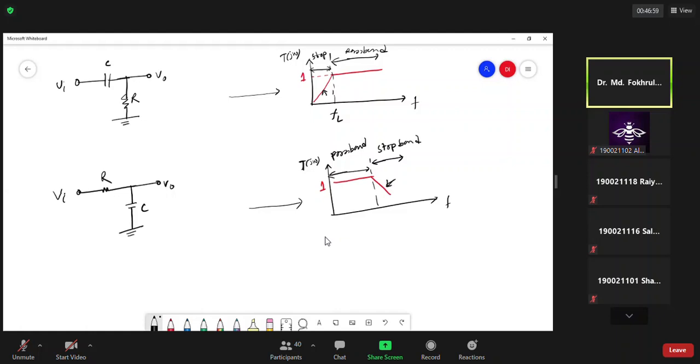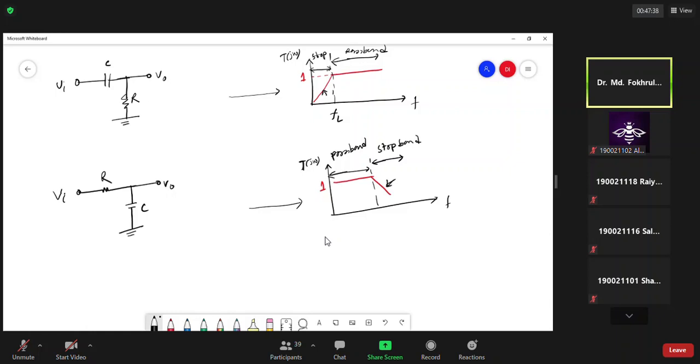So in most cases of the active filter, one of the important specifications given is this one, and this is usually called the roll off. This roll off will be sharper as your number of poles increases, meaning if your filter order is higher. If the order of the filter is higher, then the slope of the roll off will be sharper or steeper.